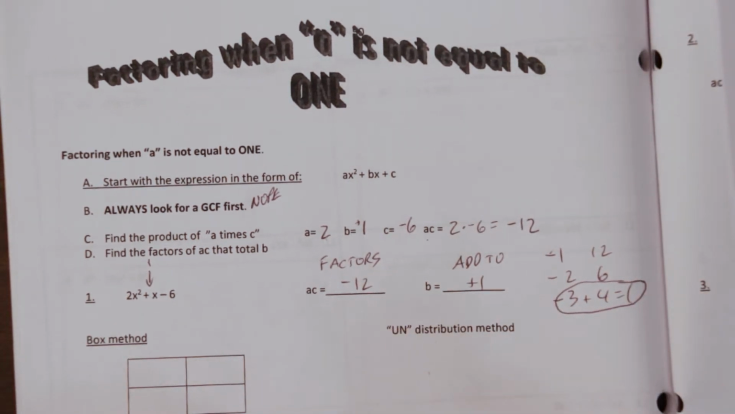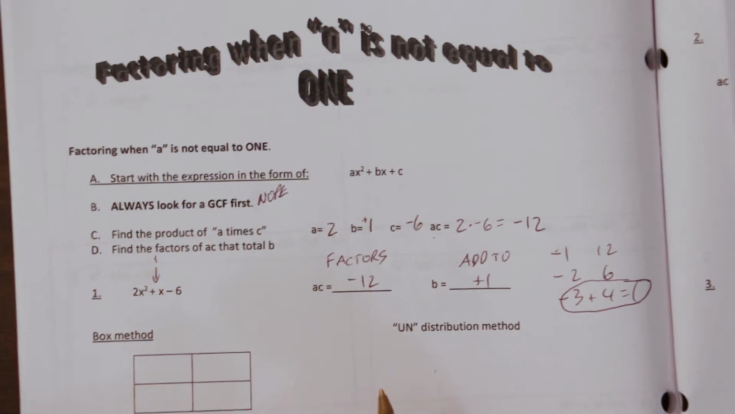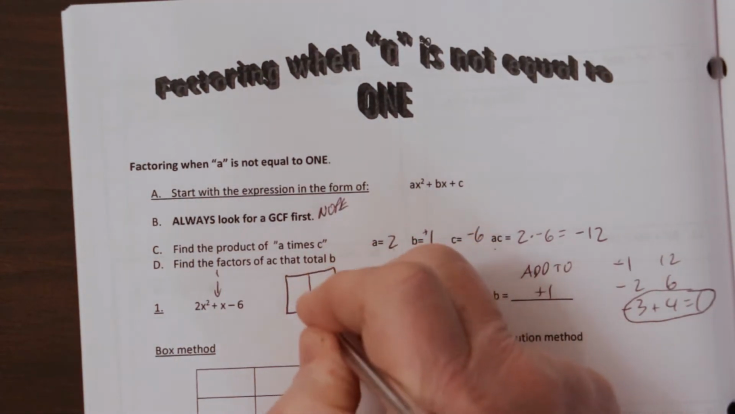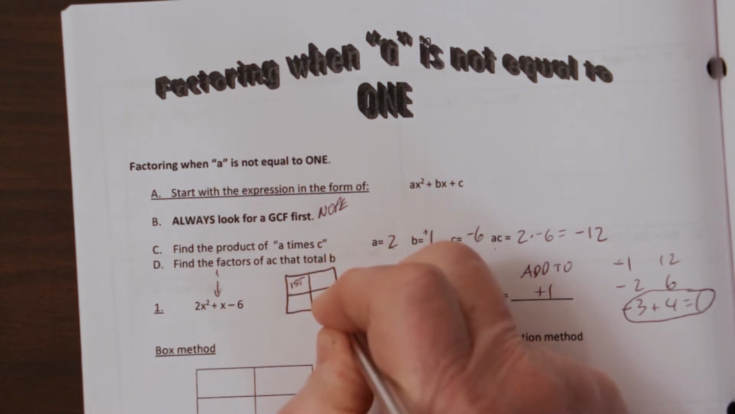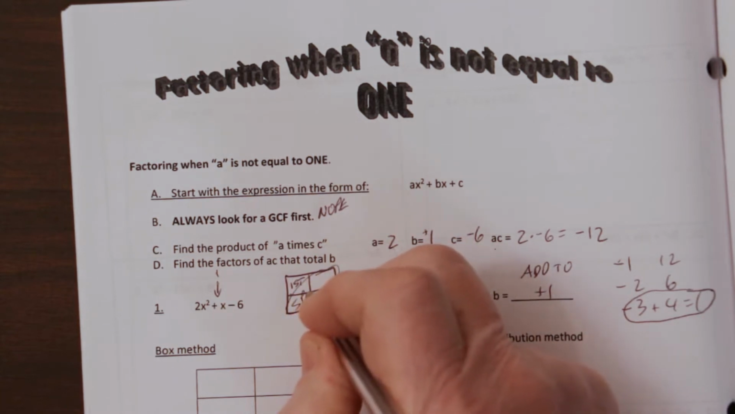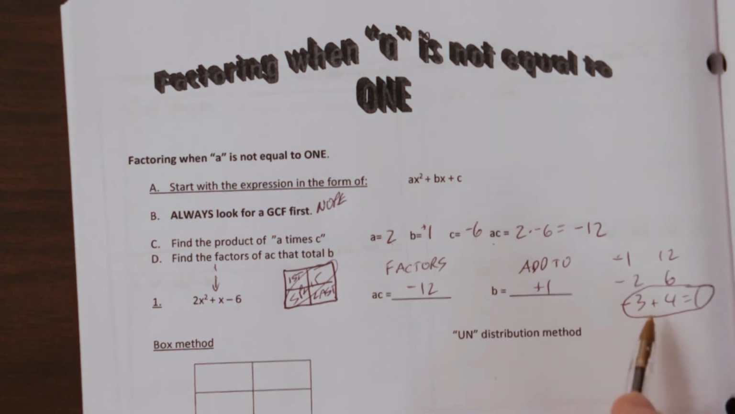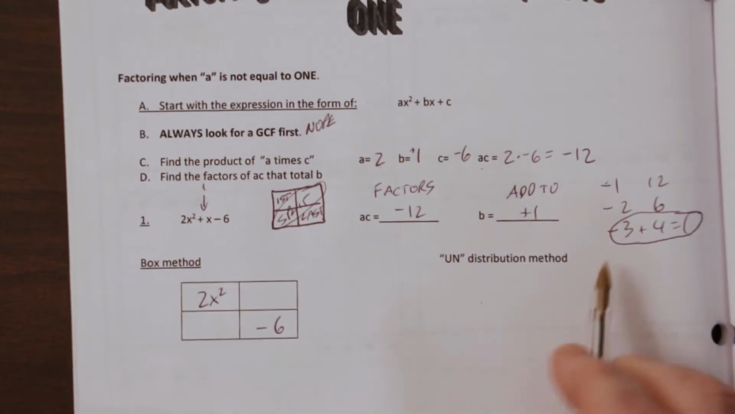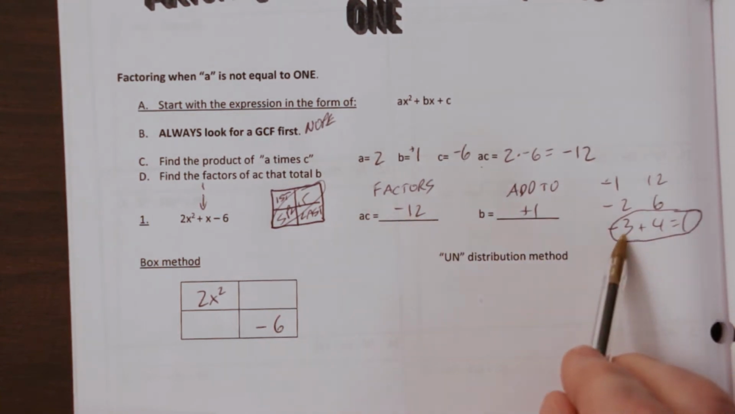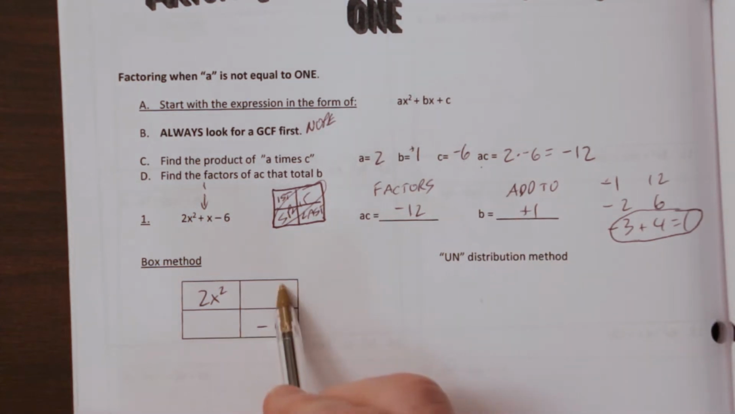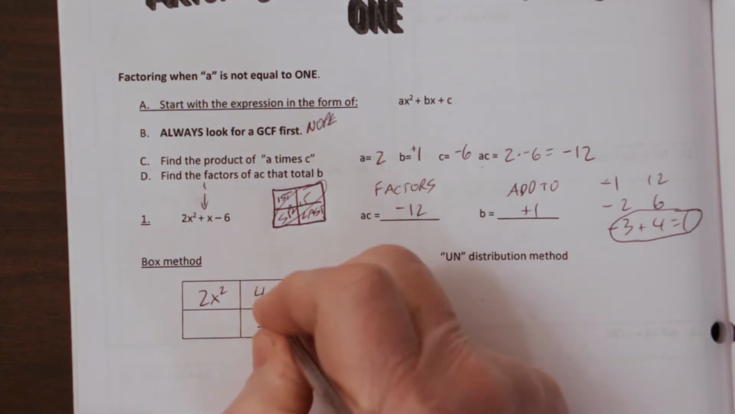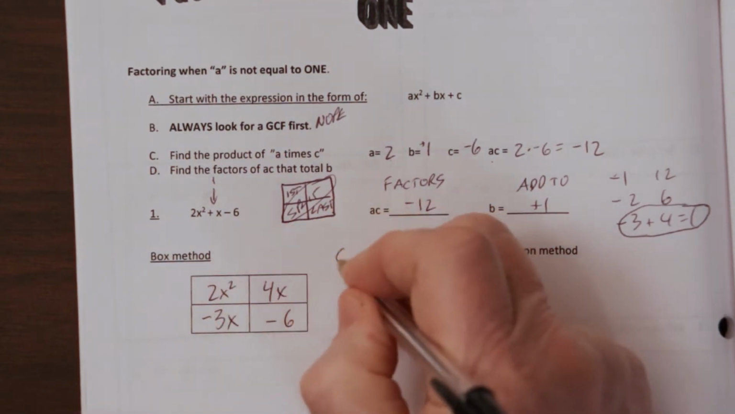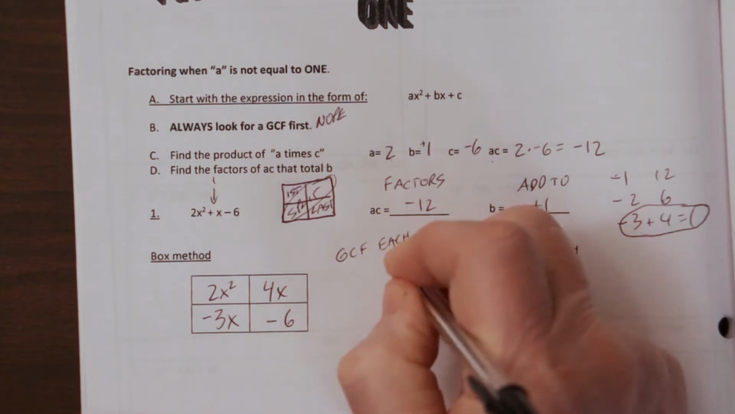Okay. And so I got two different ways of doing it, and I think I'll unbox it first. Okay. To unbox it, when you have a box, this is always the first term, this is always the last term, and then you're going to split this with these numbers over here. Okay, so here we go. 2x squared goes up here, minus 6 goes down there. Then we said that negative 3 times 4 gives me the negative 12. Negative 3 plus 4 gives me the positive 1. Doesn't matter which one goes where, as long as the signs are there and the x is attached. So 4x, negative 3x. Okay, so now you're just going to GCF each row and column.